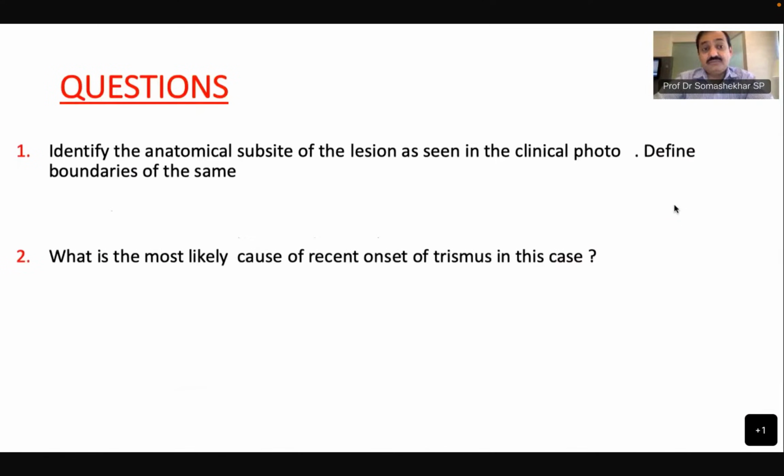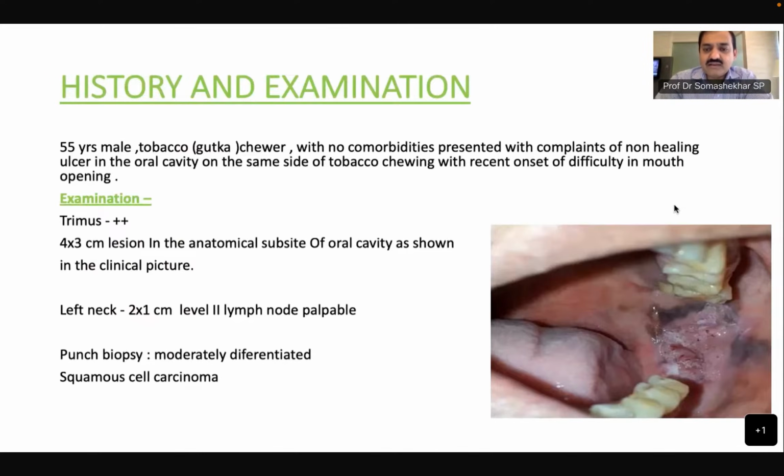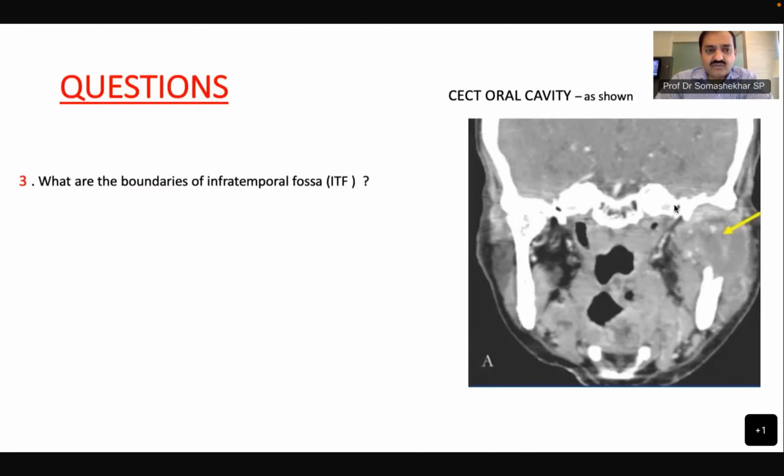Okay, now the question. Identify this anatomical subsite, and define the boundaries of the same. Second, in this patient, what is the most likely cause of recent onset of trismus? Long chronic onset may be secondary to submucous fibrosis, but recent. Okay, so anatomical subsite and what is the cause.